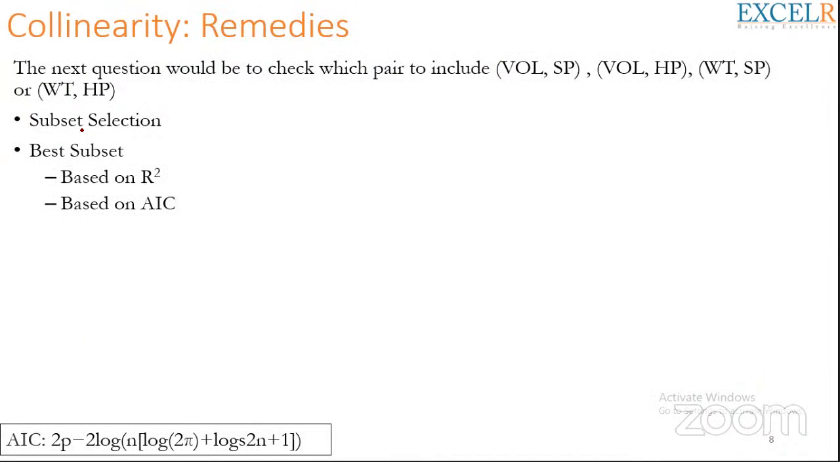So that is called subset selection. So what do you mean by subset selection? Out of all the variables, HP, SP, volume, and weight, select a subset, and that subset will not have the problem of multi-collinearity. Okay. Based on R square value and based on AIC value. Right? So based on these two values, we are going to select the subset, and that feature subset will not have the problem of multicollinearity.